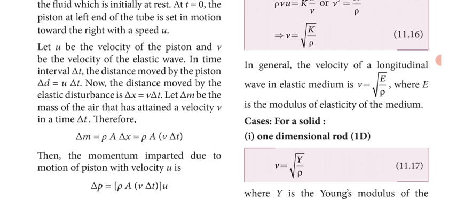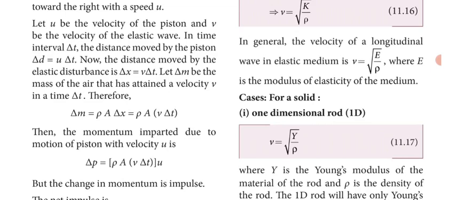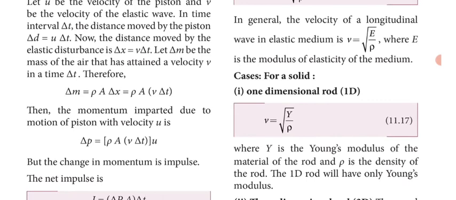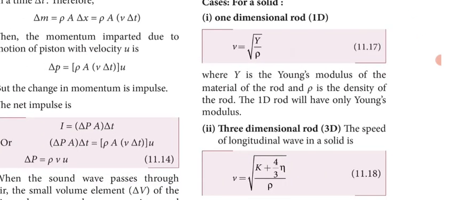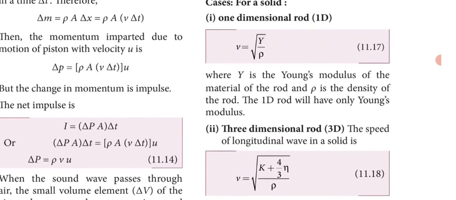Let delta m be the mass of the air that has attained a velocity in the time delta t. So delta m is equal to rho A delta x, that is written as rho A v delta t. Again we are going to write the equation in terms of momentum, so we take the velocity also as u. Momentum P is equal to m into the velocity. The m value is already rho A delta x, that is v delta t, into u. So delta p is the momentum.